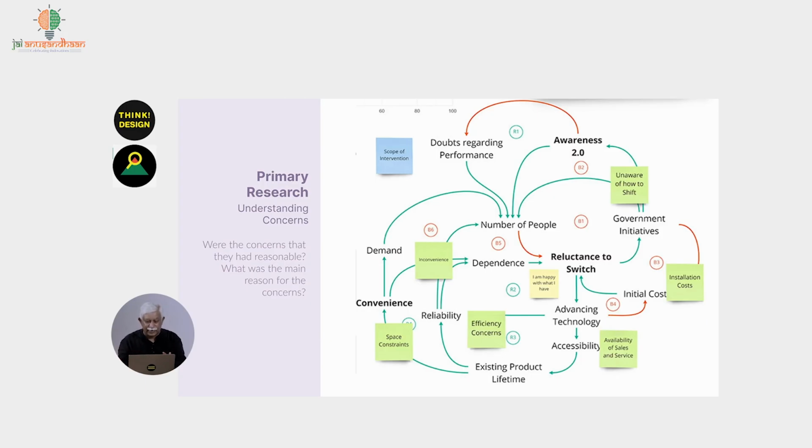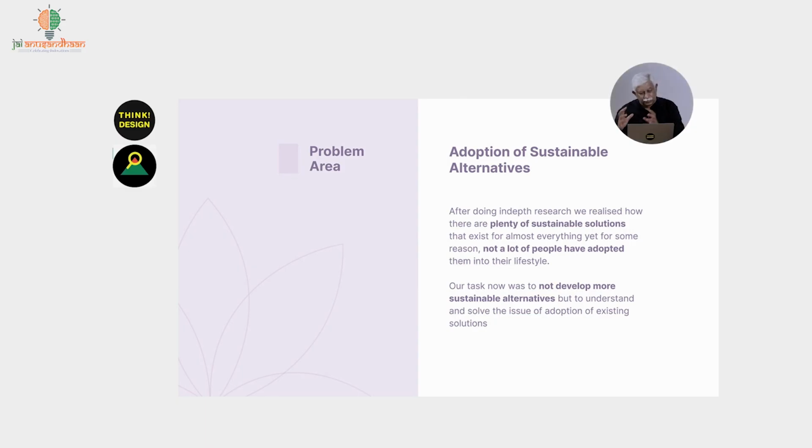So this is a causal diagram understanding what the different concerns within the housing society are. So they came to defining what exactly the problem area is. They realized that there are plenty of solutions already existing, and not a lot of these have been adopted. It also said that it is not necessary to try to develop more sustainable alternatives, but if you can actually implement some of the existing ones, it could solve a lot of these problems. So the main problem it looked like is in terms of adoption.